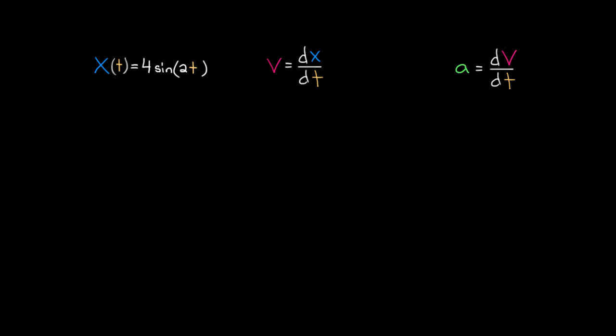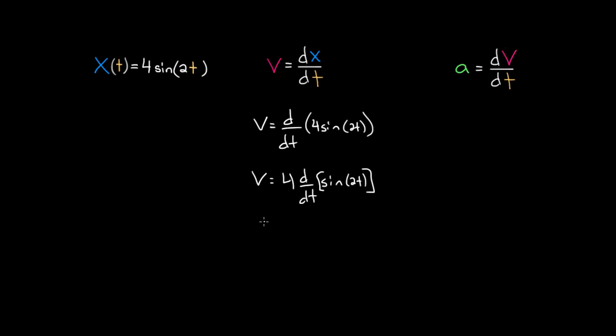Let's say instead of that you had a position that was 4 sine of 2t. So this squirrel's moving back and forth like a sine does, and if I wanted the velocity of this squirrel, I'd take the derivative of its position function. So the derivative of 4 sine of 2t, well, I've got a 4 out front, that's a constant, that gets to come out front, so 4 times the derivative with respect to time of sine of 2t.